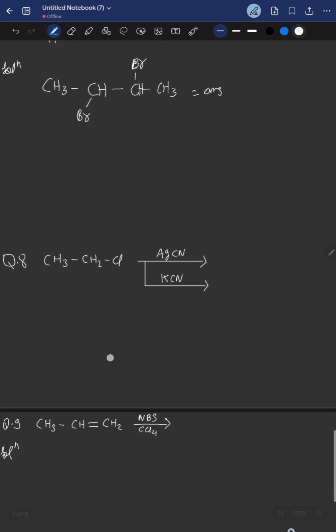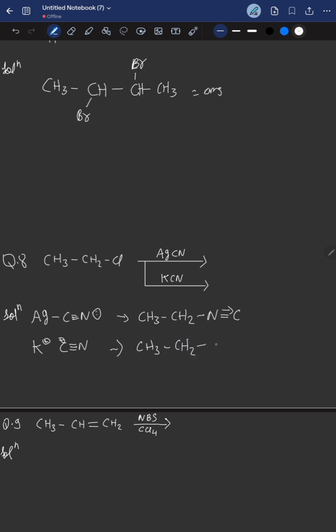Next question. Chloroethane in presence of AgCN and KCN. Now AgCN is covalent. So here the nitrogen has a lone pair, so it would attack on the Cl, leading to the formation of CH3CH2 and this. Isocyanide would be produced if AgCN is present, but in KCN it is an ionic bond, so the negative charge is on carbon. So carbon has a lone pair, so it would attack on Cl. So this would lead to the formation of cyanide. So cyanide is an ambident nucleophile, because it has two places of attack. So in case of an ambident nucleophile, if it is ionic, then carbon attacks.